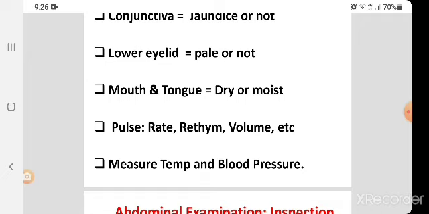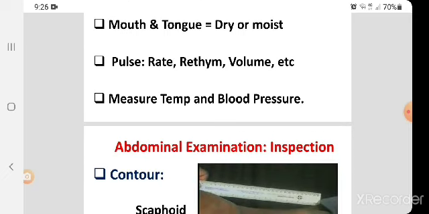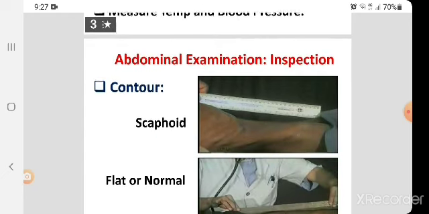You look at the mouth and tongue and determine whether it is dry or moist. Dry mouth is in dehydration or some other diseases. You hold the pulse, and from the pulse you determine the rate, the rhythm, the volume, and whether it is regular or irregular. They are very important in all types of diseases. And you measure the temperature and you measure the blood pressure. These things are very important in general examination because they are part of the overall health of the patient.